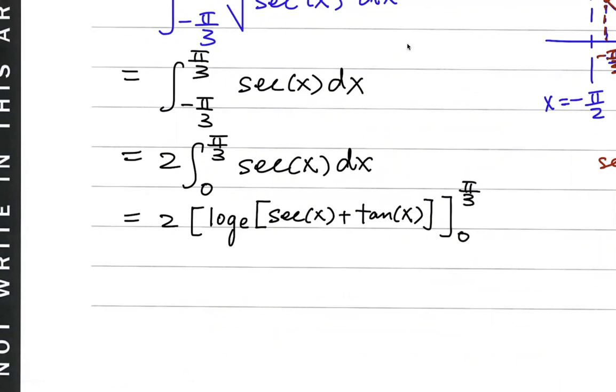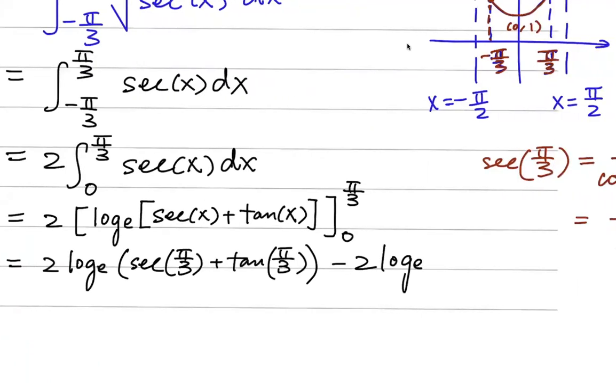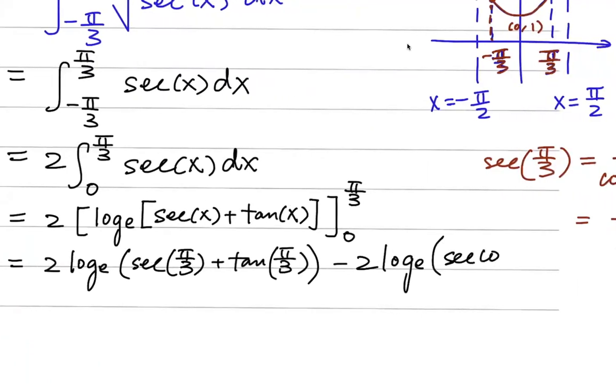Zero to pi on 3. So now it looks like we can substitute pi on 3 into the antiderivative. Okay, minus 2 log e secant nothing plus tangent nothing.